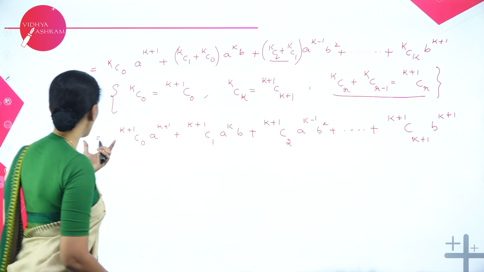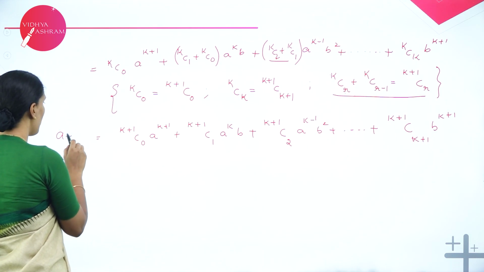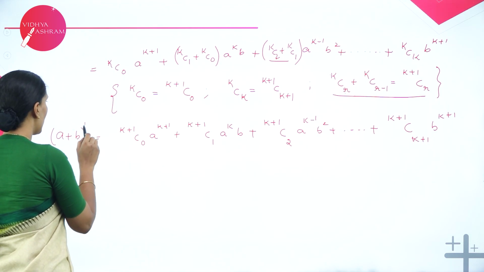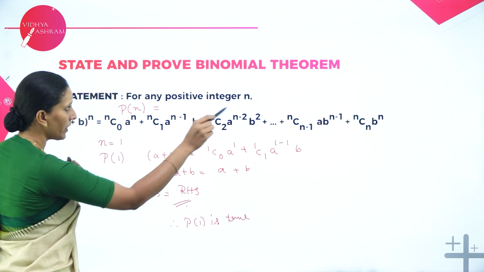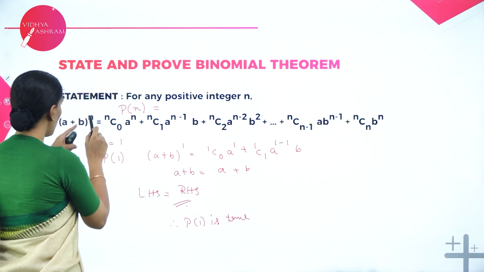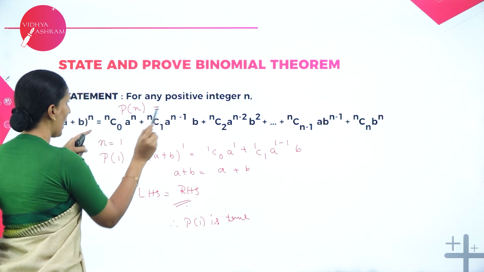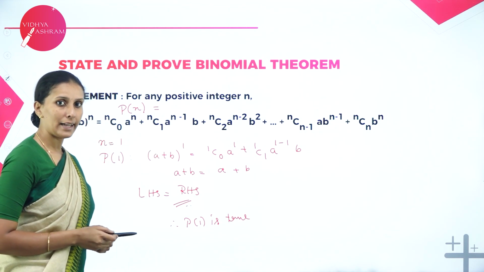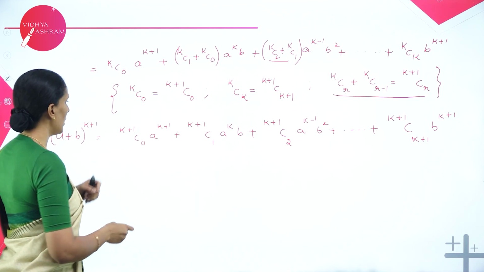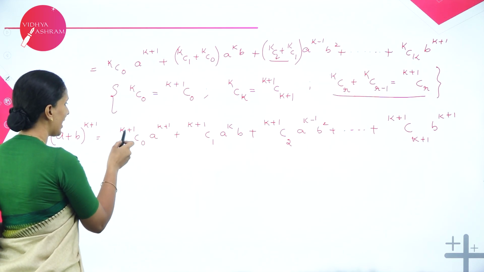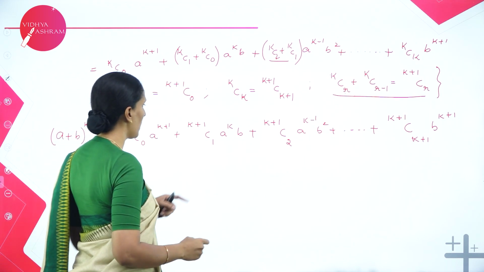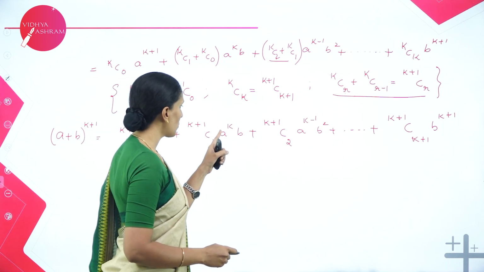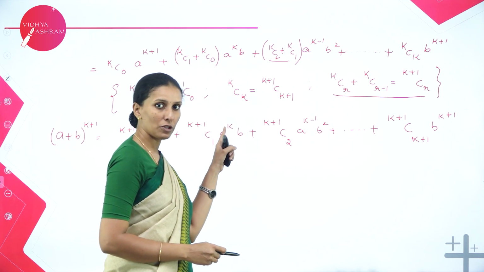So what is the equation we have taken here? This is (a plus b) whole to the power k plus 1. Now observe my equation 1, observe equation P of n here. Wherever we have n, that is taken in the form of k plus 1. So nC0 is (k plus 1)C0, a power n is a power k plus 1. Now here a power n minus 1 is k plus 1 minus 1, which becomes k.